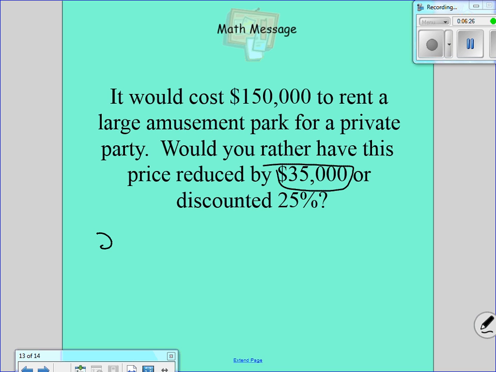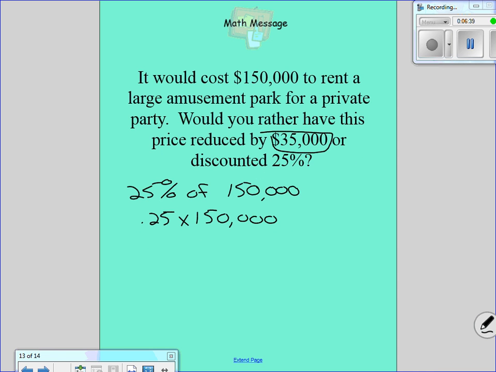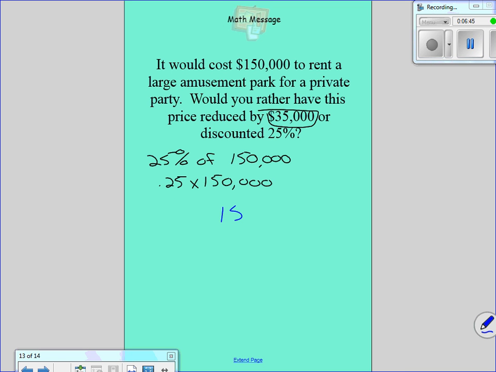So, 25% of 150,000. 0.25 times 150,000. Let's write it out. Give ourselves some more space. 150,000. So we're going to have to be neat with your work. 5 times 0 is 0, 0, 0, 0. 5 times 5 is 25. 5 times 1 is 5, plus 2 is 7.